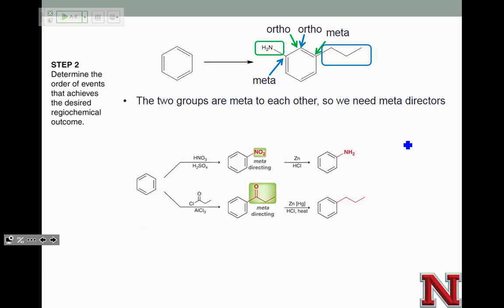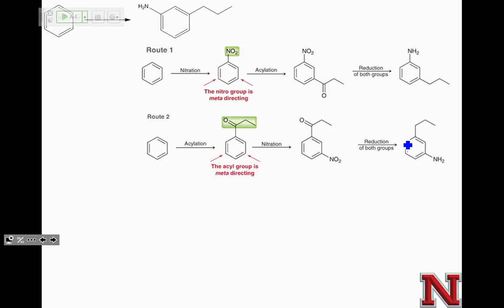We could add the NO2 group first, and then the acylation, or we can add the acylation and then the NO2, and then we can do the reduction. Well, we do have a limitation for our two routes. In route 1, we add our nitration, which is going to be meta-directing. Then we could do our acylation followed by our reduction.